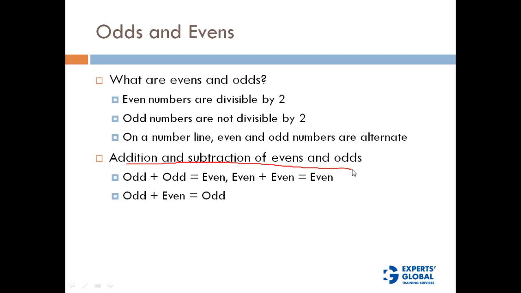And addition and subtraction of evens and odds. Odd plus odd is going to be even. For these rules, you always write odd as even plus 1. So if you do odd plus odd, you are going to get even plus 2, and that means even plus 2 is going to be even. So odd plus odd is going to be even. Even plus even is always even. Odd plus even is going to be odd, right? So just remember that for the sum to be odd, there will have to be exactly one odd number in it.